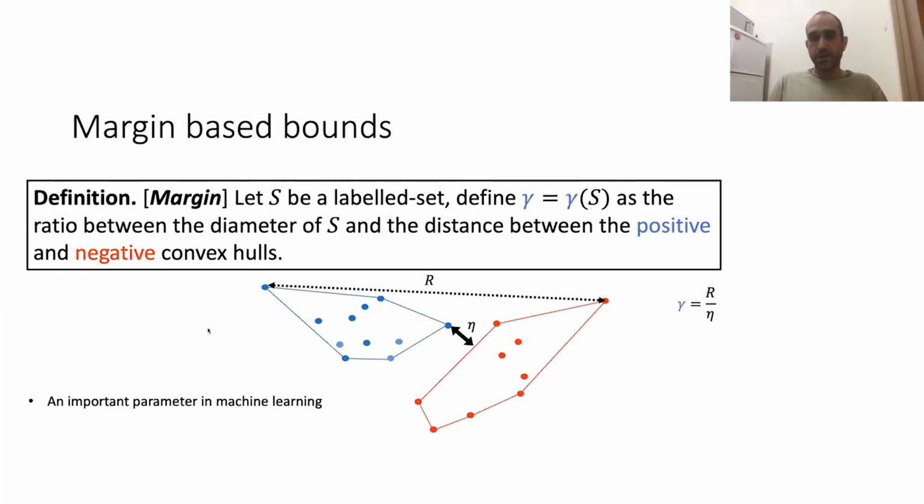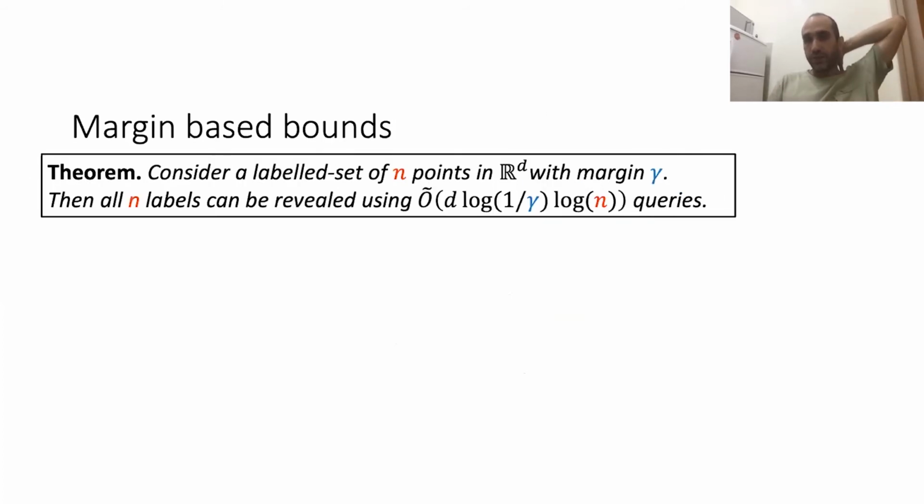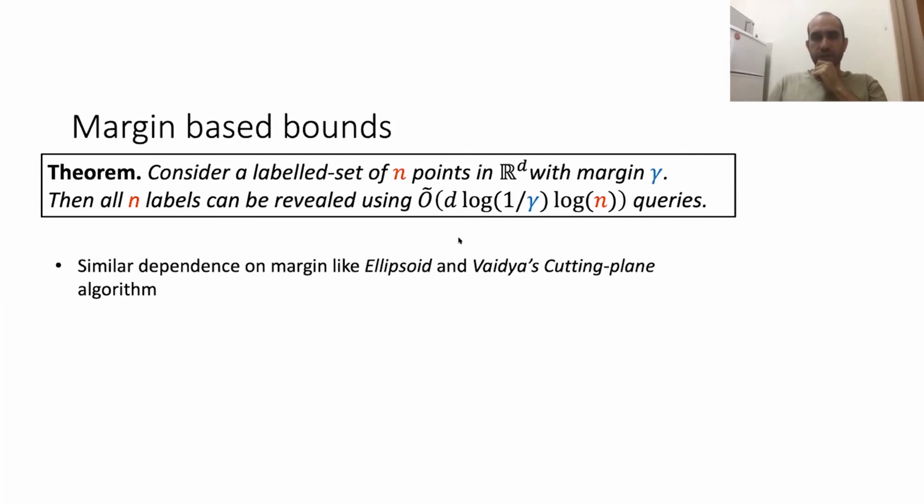Okay? So what we can show is also that if you assume margin gamma, then all n labels can be revealed using d log(1/gamma) log n queries. And maybe one comment here, one caveat of our algorithm is that it has to know the margin. And in learning theory, usually it's not a good thing. You want adaptive algorithms that don't necessarily know the margin, but so this is one caveat. And let me just note that similar dependence on margin appears in these heavy-duty LP solvers.